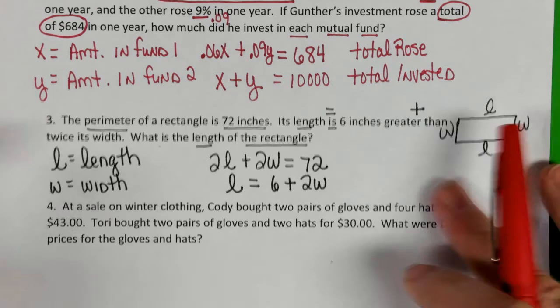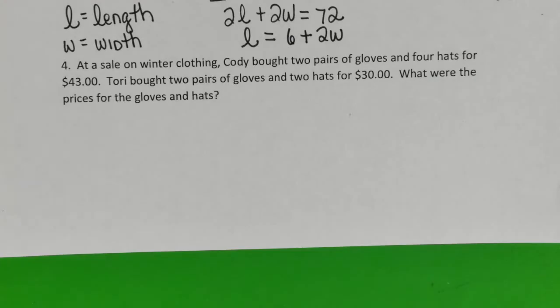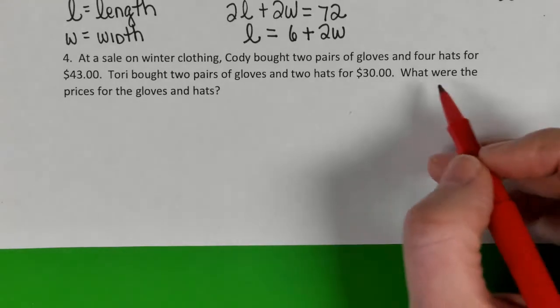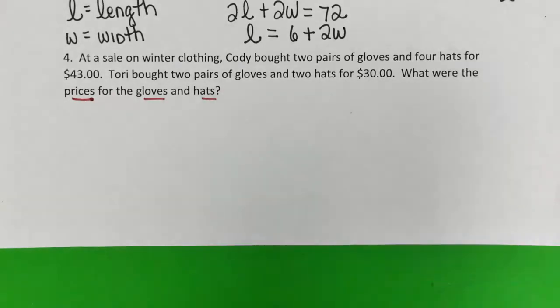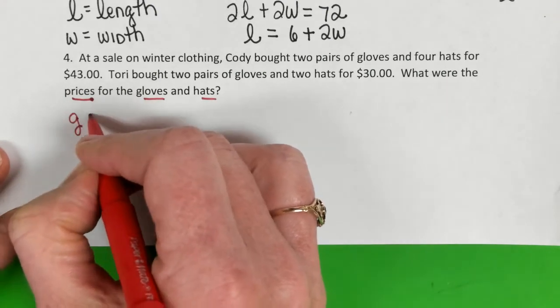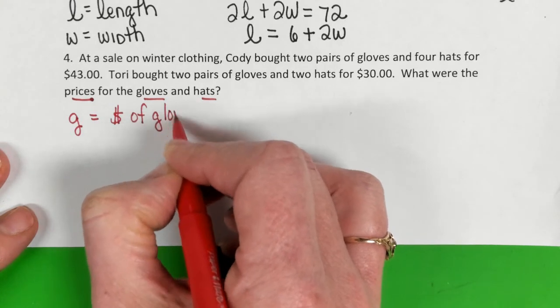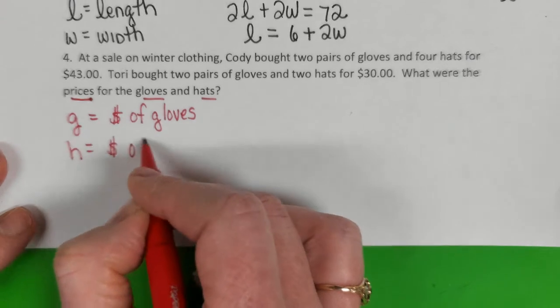Okay, and then the last example. Read that one to yourself. Pause the video if you need to. So let's start with, I'm sorry, that's blurry. Let's start with the question. What were the prices for the gloves and hats? So boom, right there. That's your unknowns. So we might say that G equals the price of the gloves, and H represents the price of the hats.